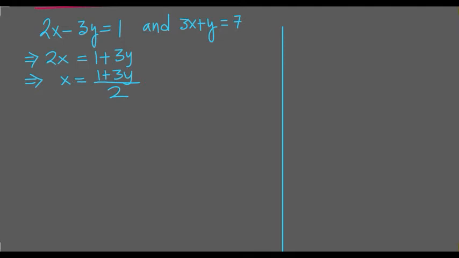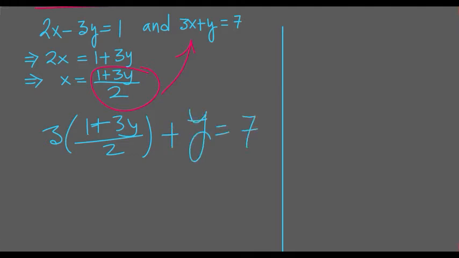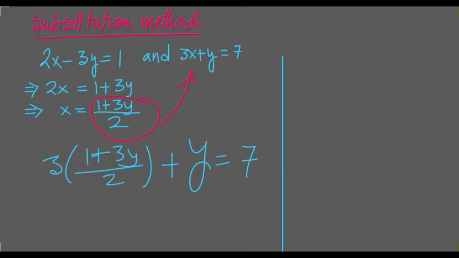So we need to use this value of x in the next equation, that is 3x plus y equal to 7, and hence it becomes 3 times (1 plus 3y) divided by 2, plus y equal to 7, and then we need to simplify it. You can see that it is a linear equation in only one variable y, and hence we can solve it very easily. In the first term, 3 is being multiplied with 1 and 3y, so it will become (3 plus 9y) divided by 2.